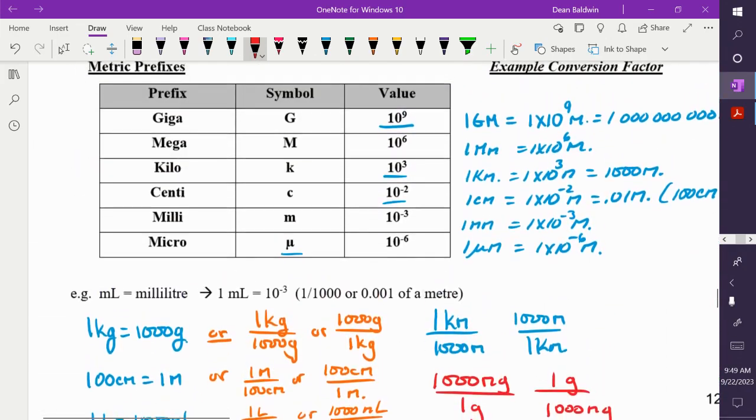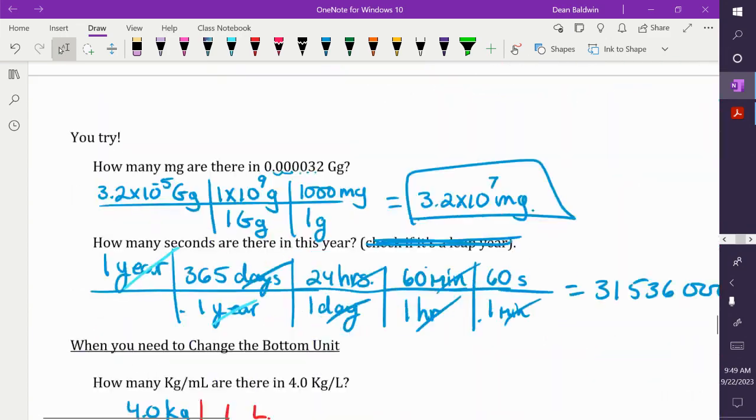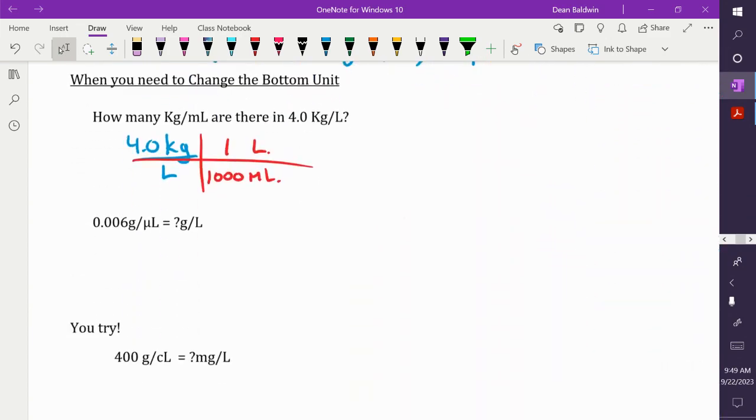So this is why, sorry, I'll go back. This is why here you want to be able to write them both ways. Okay? Because it depends what you're trying to cancel out. So now the liters would cancel. And then if I look at my units, I have kilograms per milliliter, which is what I want my answer in.